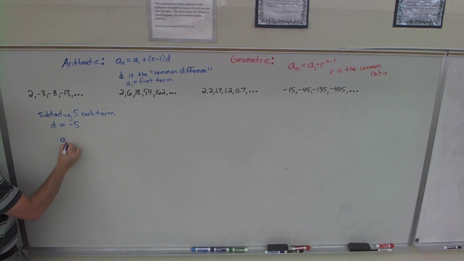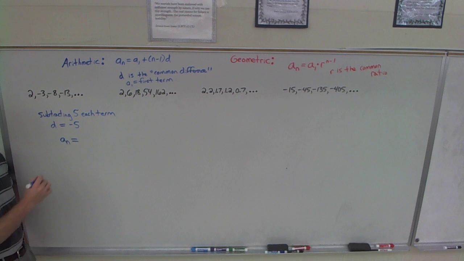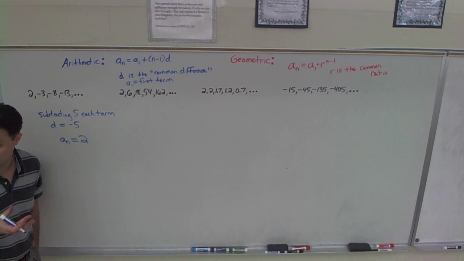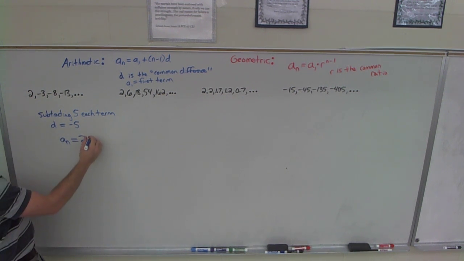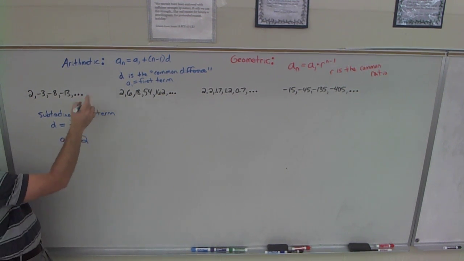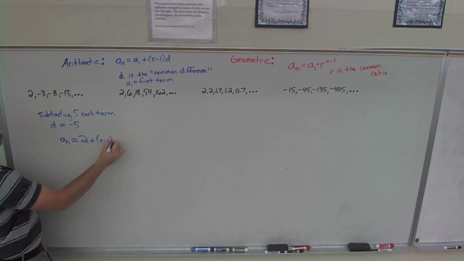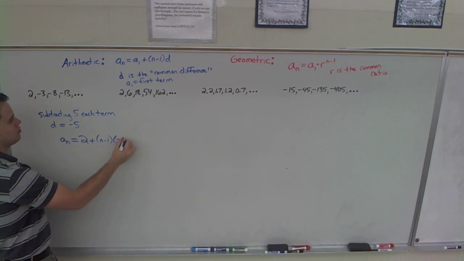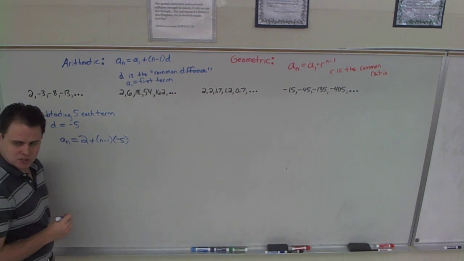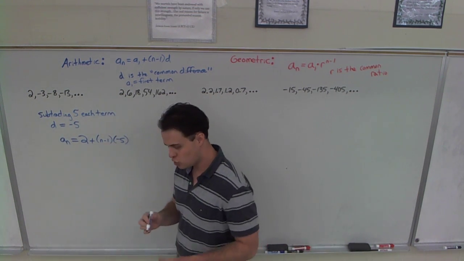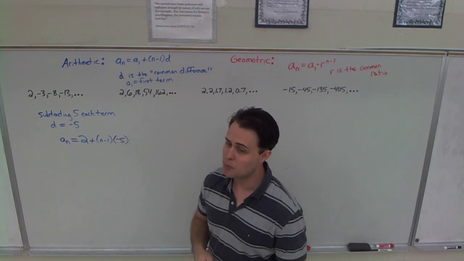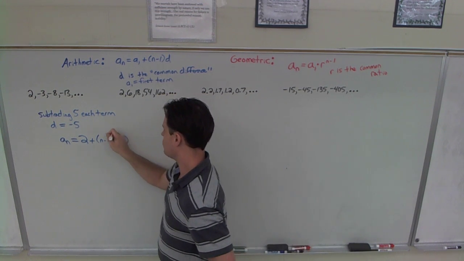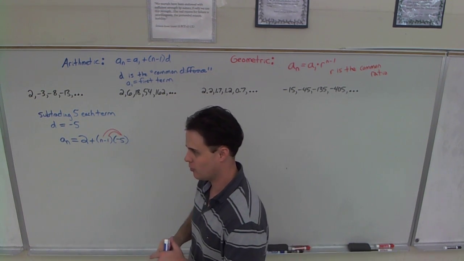So that means the sequence A sub n is, what's the first term? Do we know it? 2. That's the launch pad. That's kind of like the y-intercept on your line. 2, and then the formula says plus n minus 1. And then we stick in our common difference. So that is the explicit form of that sequence. If you distribute, you'll get mx plus b. So if you distribute, you're going to get that form of a line.